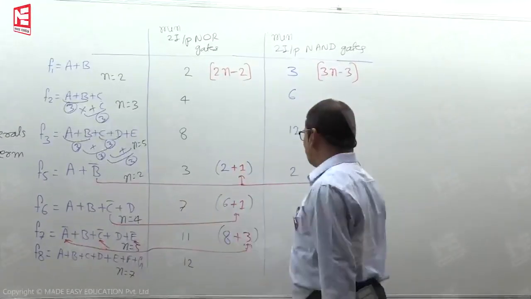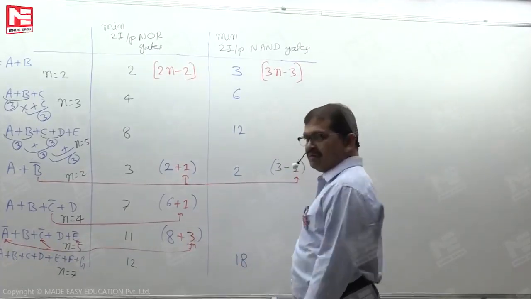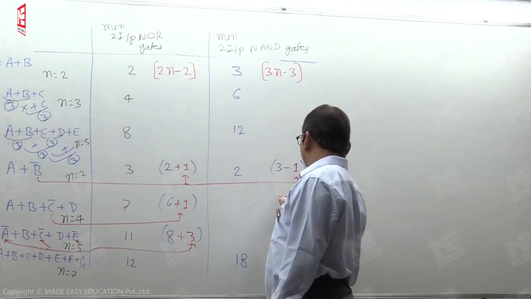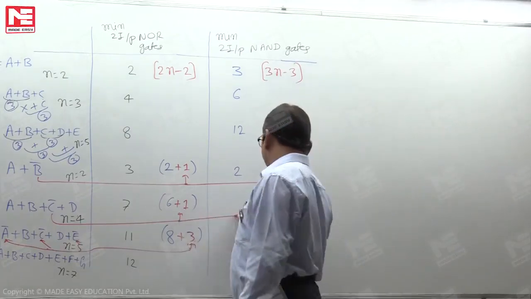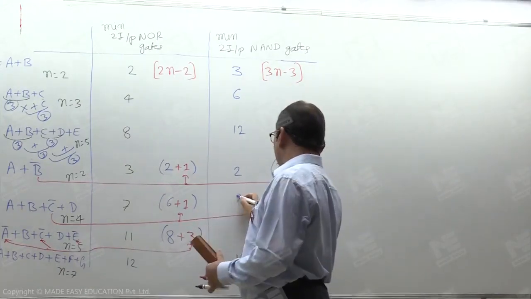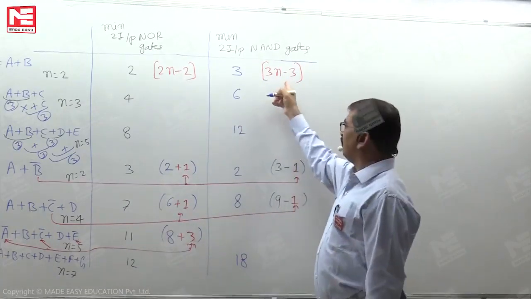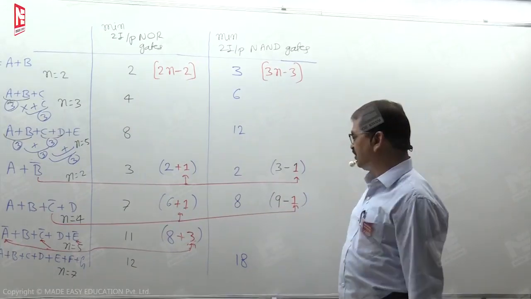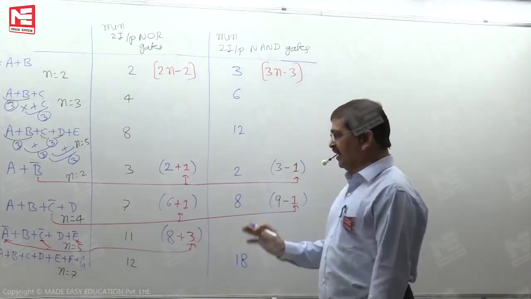Based on this, for F6, n is 4. So 3 into 4, 12 minus 3. 12 minus 3 is 9, minus 1 because of 1 complement. So the answer is 8. Verify once again: n is 4, 3 into 4 is 12, 12 minus 3, 9. Because of the complement operation, subtract 1. So the answer is 8.